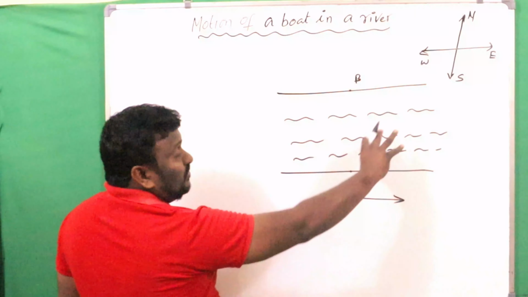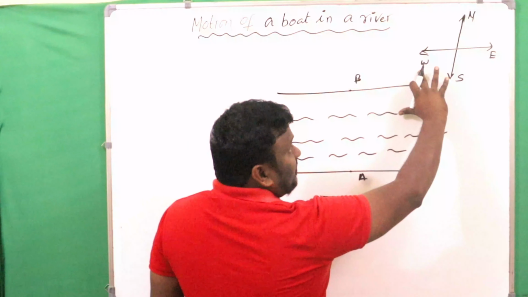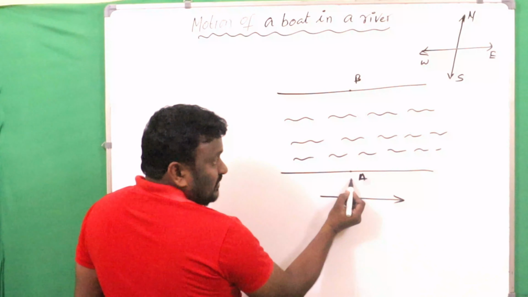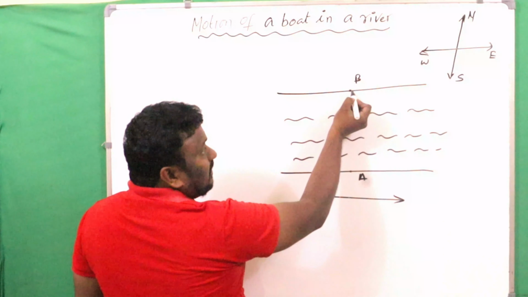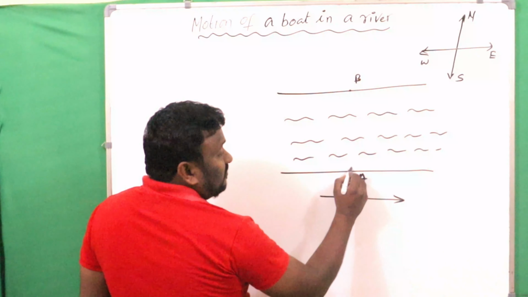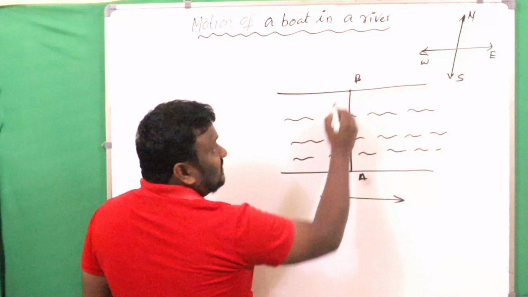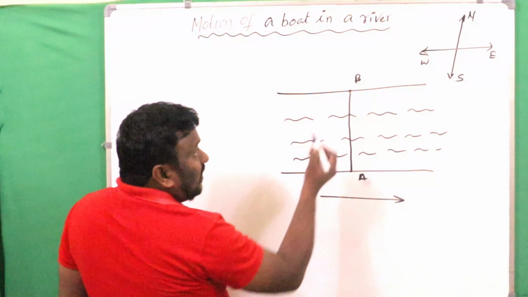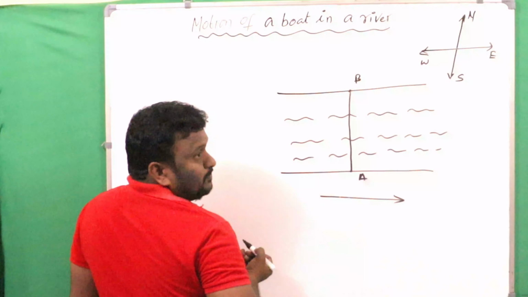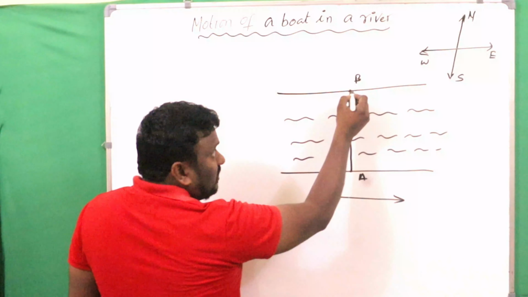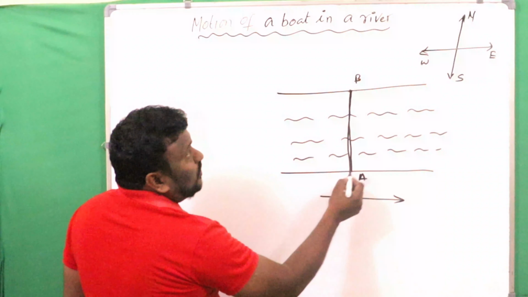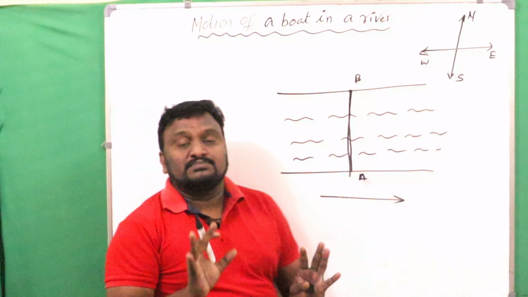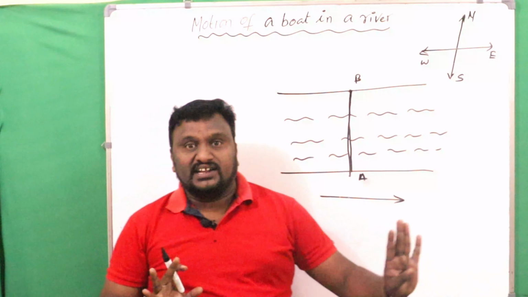In this diagram, the water is moving from west to east. If the boat is at point A and reaches the other point B, then the motion of the boat should be in this direction, that is, south to north. Or if the boat is at this point and moves in this direction, that means north to south. So this is the simple way to identify the directions.